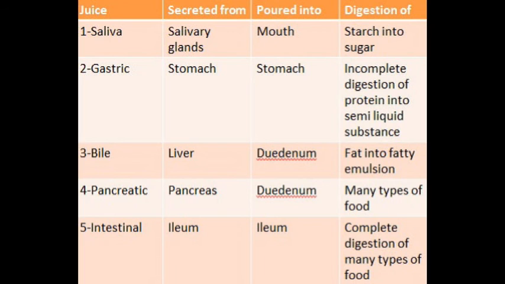This table is the summary of the juices that are secreted and poured inside our body and their functions. It will be easy for you to study from it, and I wish you good luck when you study this part. So we learned about the digestive system and all its organs, and we have also learned how to keep the digestive system healthy and how to protect it from disease. I hope I made it easy for you, and thank you.